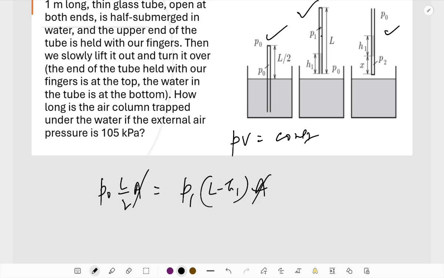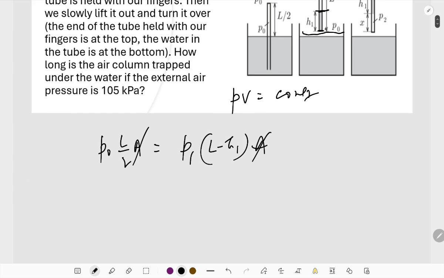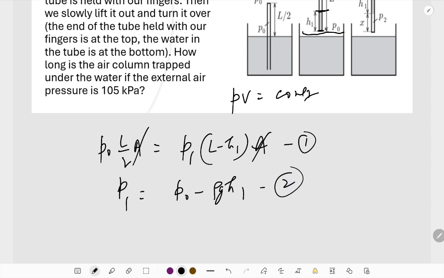And you can see one more thing here. Here of course will be the pressure P naught. Here is the atmosphere outside, so the pressure will be P naught only, and so the pressure here will be P naught minus rho g H1. So I can write one more equation. This is our equation 1, and the second equation will be P1 equal to P naught minus rho g H1.